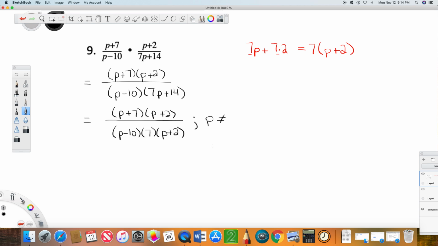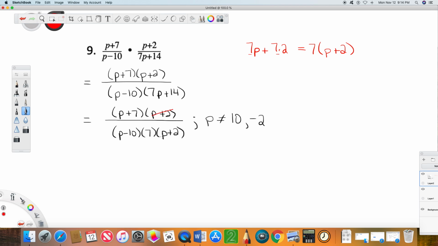In the denominator, if we never want this denominator to be 0, we have to make sure that p can never equal 10, because 10 minus 10 gives us 0. We have to make sure that p is never equal to negative 2, because negative 2 plus 2 gives us 0. And now let's see what factors cancel.